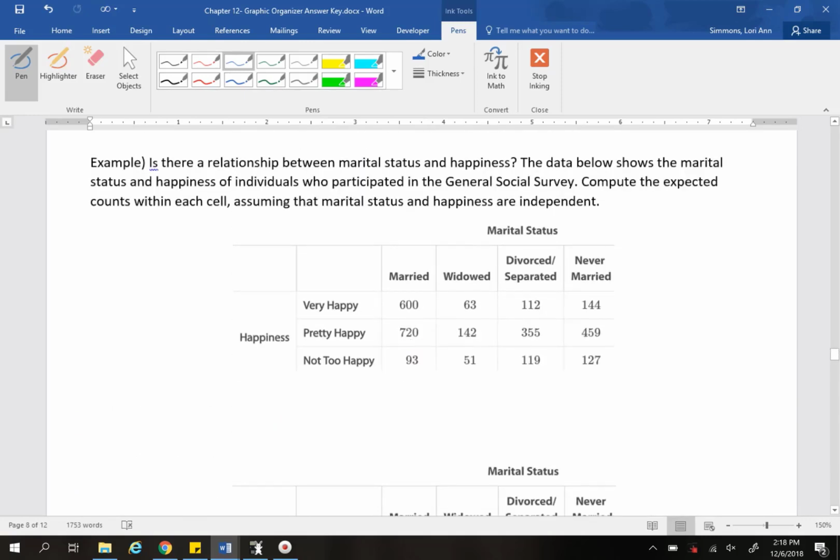So the first step was to compute the row and column totals. So this is a row, add those together, and get 919. Do that for each row. And then do that for each column.